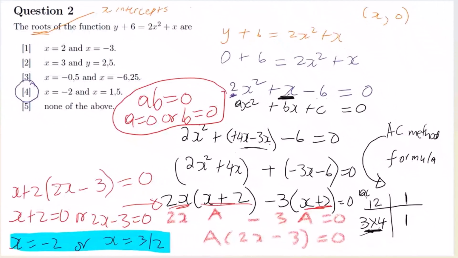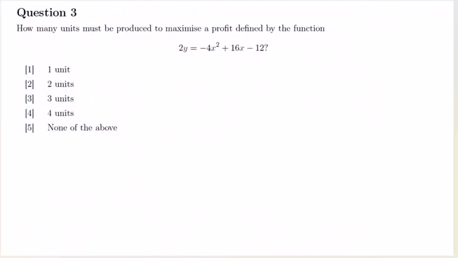Okay, so here: how many units must be produced to maximize a profit defined by the function? So here, what context are you in? You are in the context of profit, which is financial, meaning profit, revenue, and so on. So the concept is maximizing a profit.